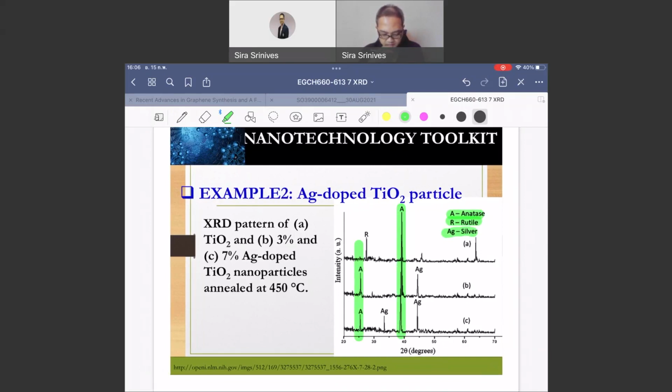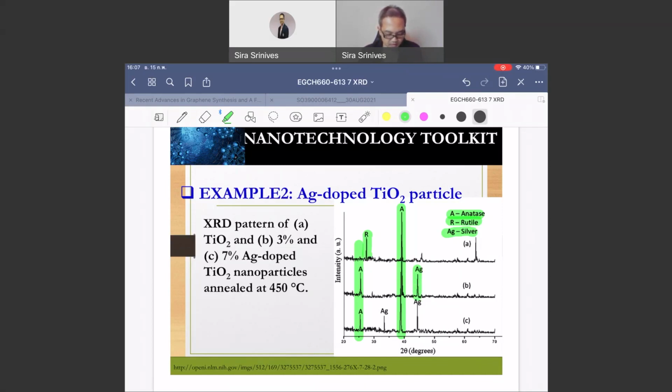So they found some peaks on the A line, that's the titanium dioxide. So they found some rutile and anatase. On the B picture, they doped 3% of silver on the titanium dioxide and they start seeing the silver peak up there. Other thing I see is that some peaks change on the titanium dioxide as well. Rutile gone and more anatase, I believe.